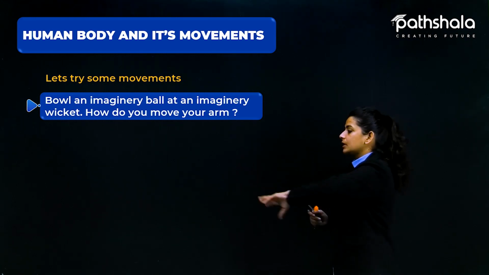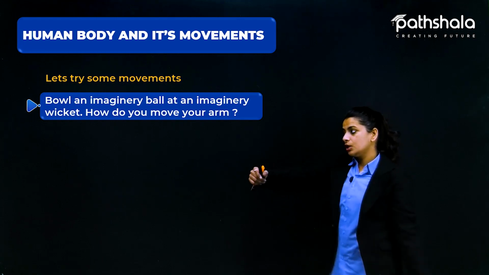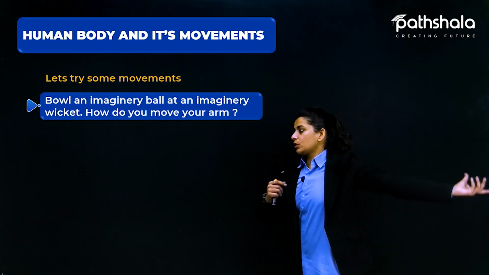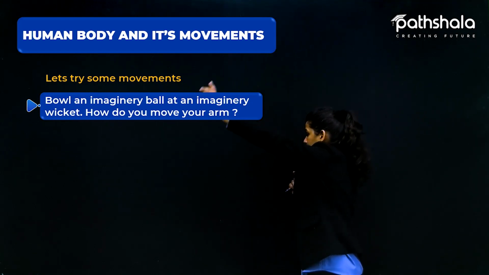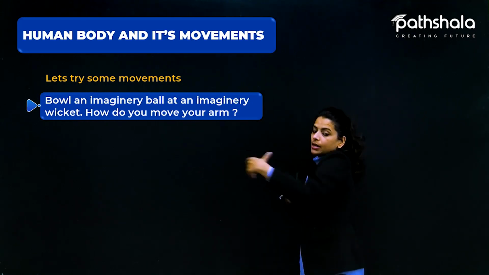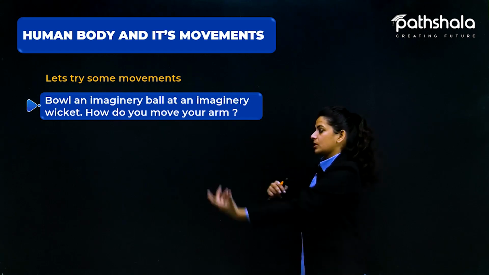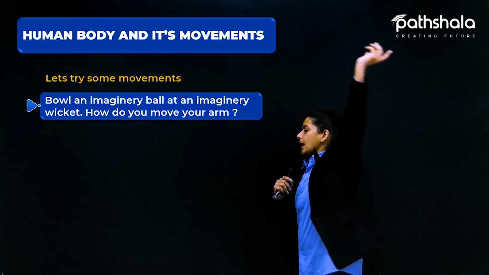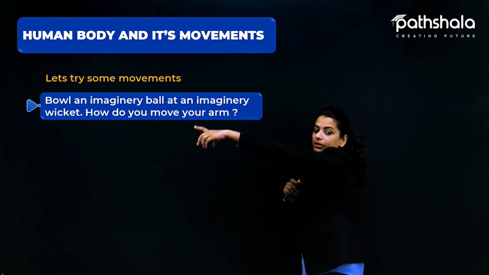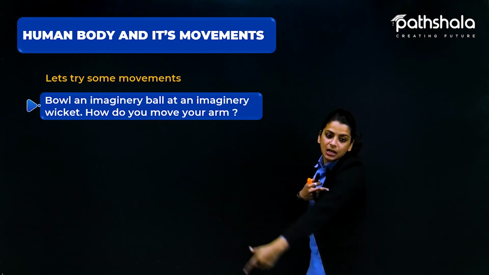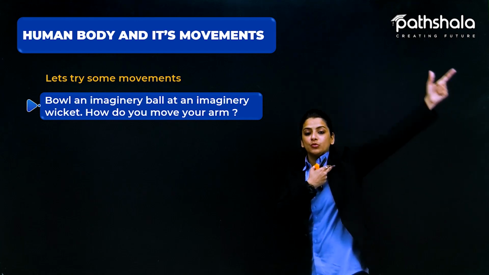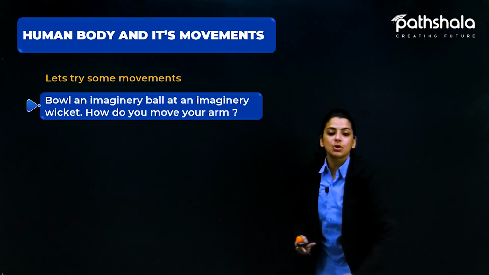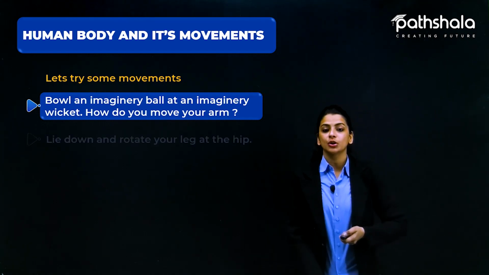What I'm doing is trying to see the movement of my arm. Can you see that I am bowling like this? Did you see how my hand is moving? For example, I am bowling like this and throwing the imaginary ball at the wicket. Did you see how my arm is moving? The whole part from the shoulder is moving. So this was one thing. You can also try this movement on your own.